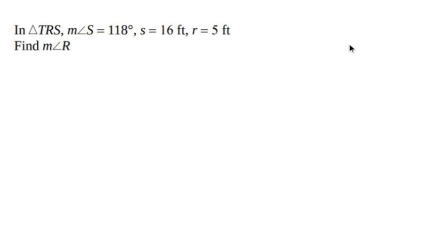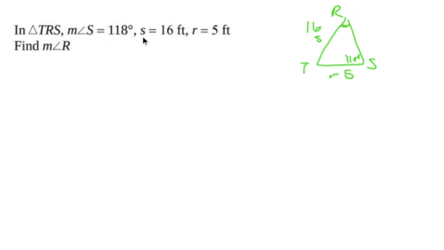If TRS is a triangle, let's draw that out. TRS is a triangle, of course not drawn to scale at all. I didn't even look at the numbers. If the measure of angle S is 118 degrees, and if little s, which is going to be over here because it's opposite of S, is 16 feet, and if little r, which is going to be over here, is 5, find this angle right here.